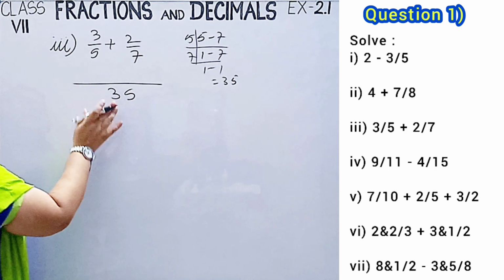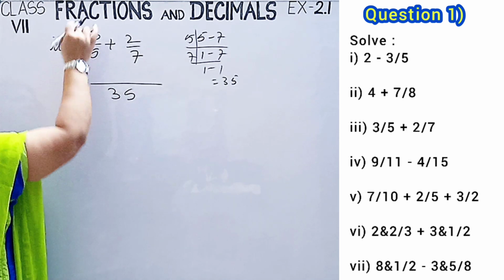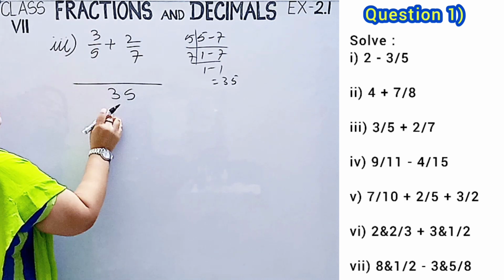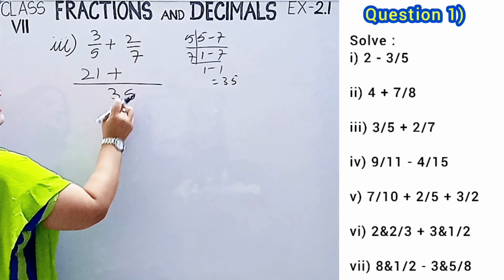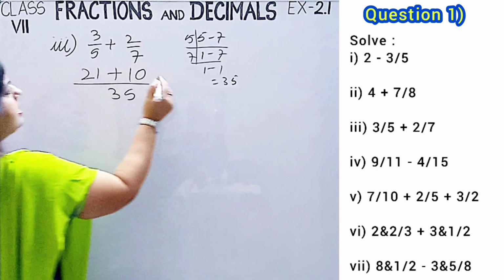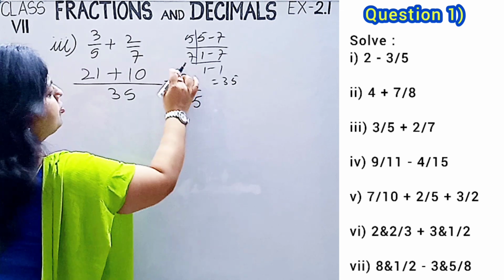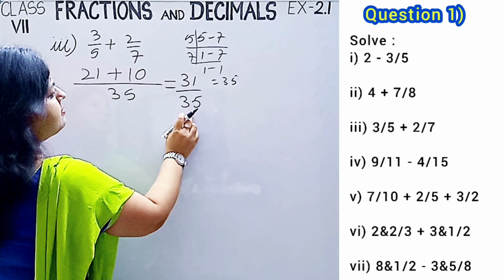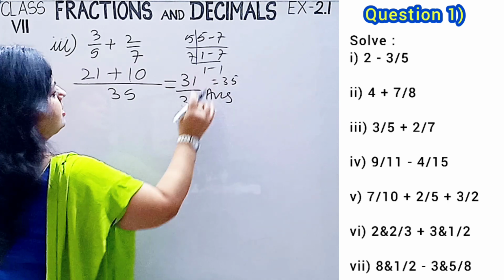So first of all we will divide 35 by 5. After that we will multiply the result with 3. So 5 7s are 35, 7 3s are 21 plus 7 5s are 35, 5 2s are 10. Now 21 plus 10 is 31 upon 35. So here the numerator is less than the denominator. It means this is a proper fraction. So the answer is 31 upon 35.